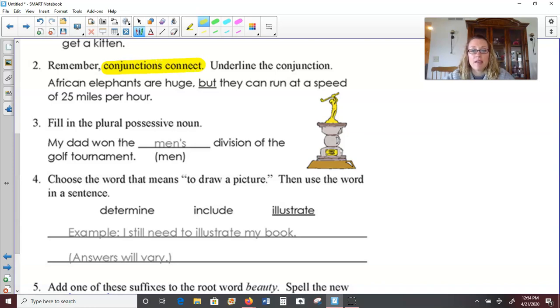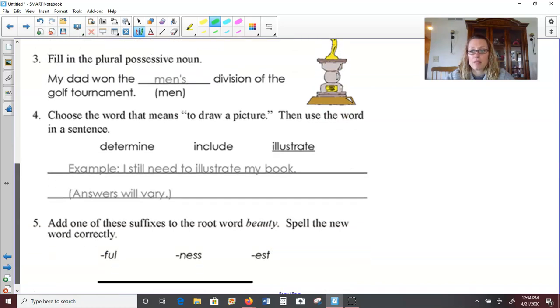All right, number 2, remember conjunctions connect. All right, we were just talking about them. Underline the conjunction. African elephants are huge, but they can run at a speed of 25 miles per hour. But would be our conjunction because it's joining two complete sentences together. African elephants are huge. They can run at a speed of 25 miles per hour. So joining those two sentences is the conjunction but.